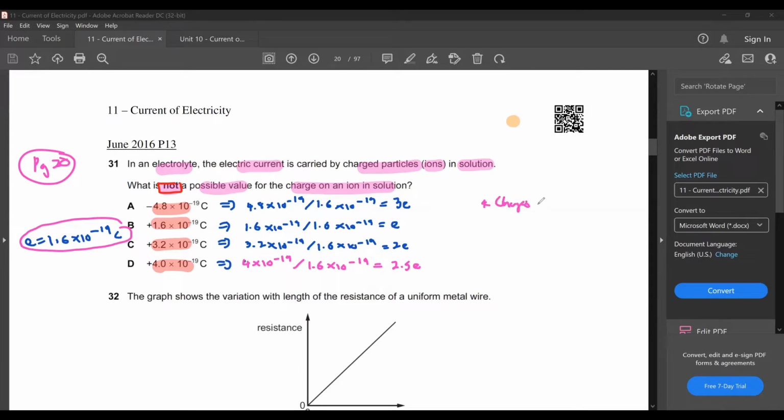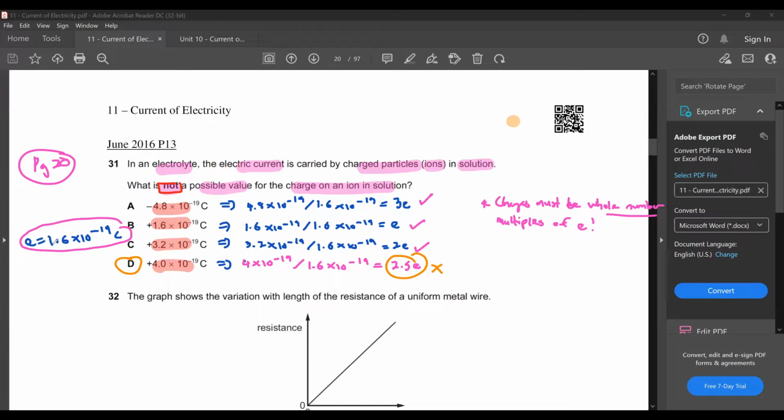Okay. So quantization of charge must be whole number multiples of E. Okay, so this one is whole number multiple of E, these first three, but the last one is not, it is 2.5, so this is not a possible value. Answer for this is actually D. Okay, so this one is for quantization of charge.